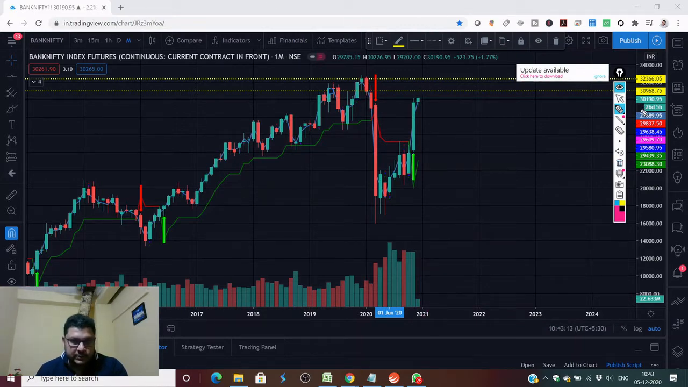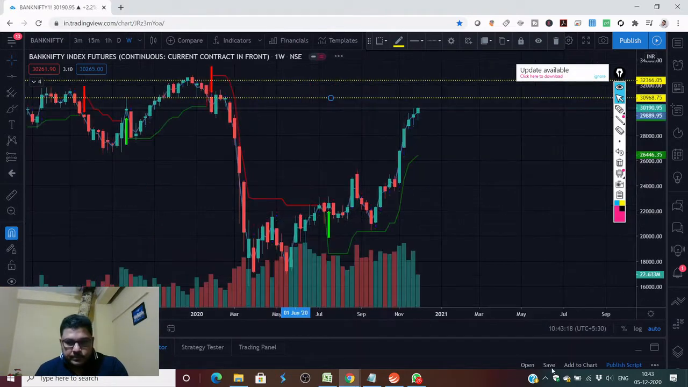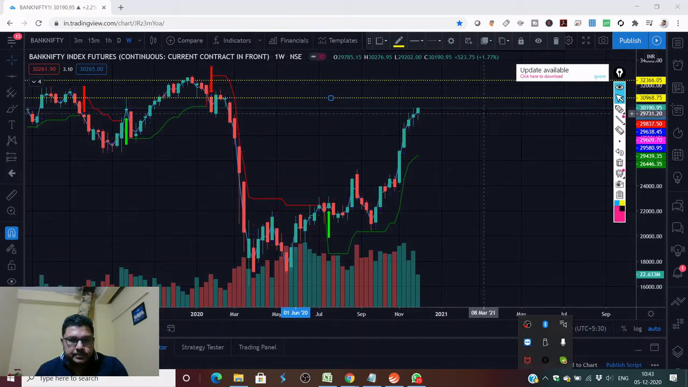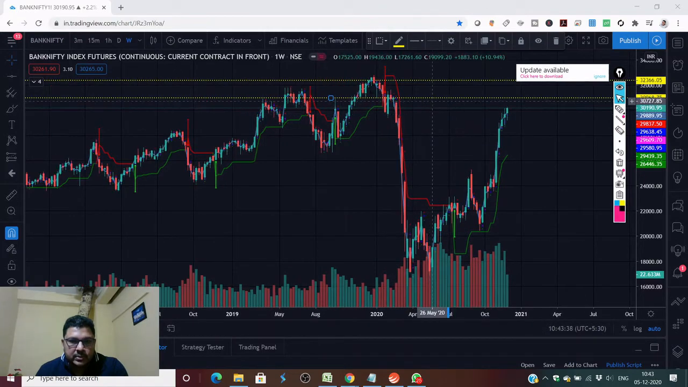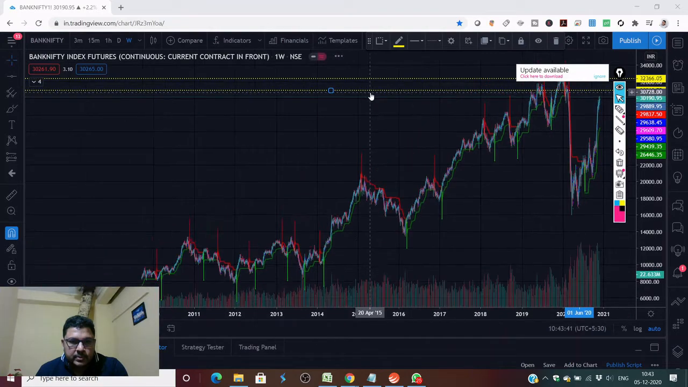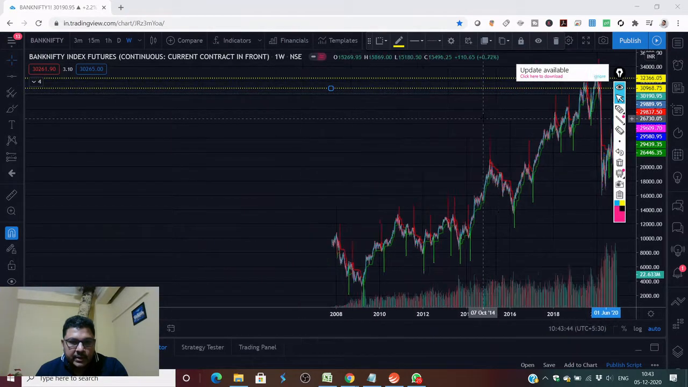So let's look at this on a weekly time frame now. See, the levels drawn on a monthly time frame are applicable on all time frames. So if you can see, this is clearly showing us that price has many times come into this zone. So you can see 1, 2. This was the all-time high.